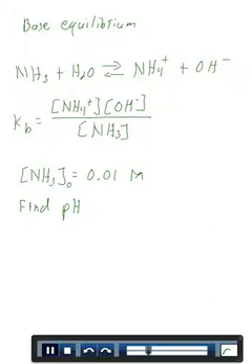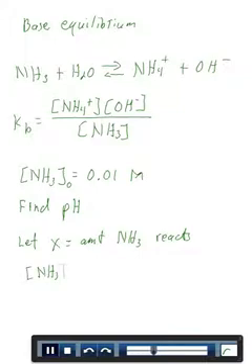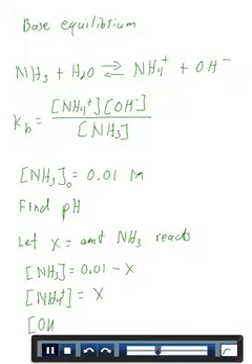So with any equilibrium problem, first we define an extent of reaction. So we'll let X equal the amount of ammonia that reacts, and therefore at equilibrium our concentrations will be initial concentration of ammonia minus the amount that reacts, and NH4 plus concentration at equilibrium will just be X, and the OH minus will also be X.